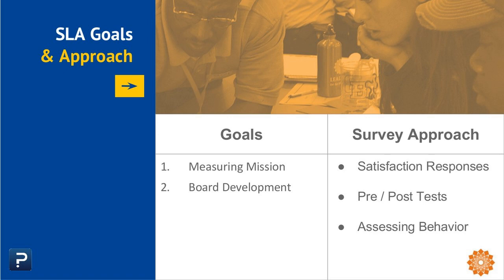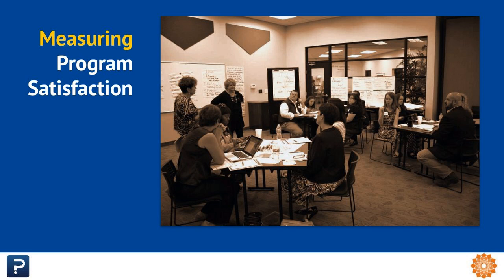Vivek talked about attitude versus behavior. And when we think about measuring leadership, it comes down to similar components. What we call satisfaction, which is another way of measuring attitude, pre- and post-test, which is cognitive, and then assessing behavior. Hopefully with those three things together, we're able to capture a more complete picture of how we're living out our mission at Shaper Leadership Academy.